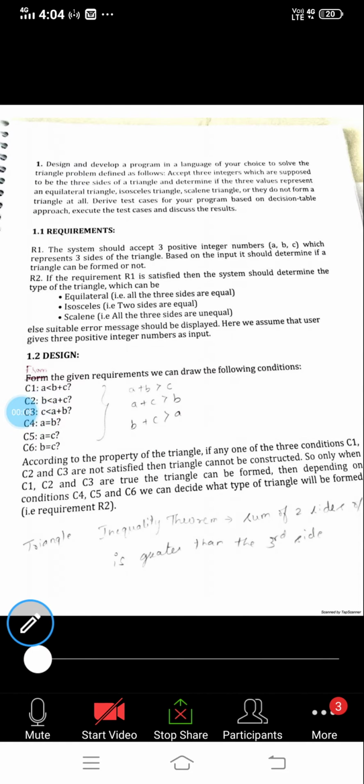Okay, we'll start with the seventh program. The seventh program is the triangle problem, with the same conditions, but only the test case is different. That is, we have to write a decision table now. You all know the triangle program, right?